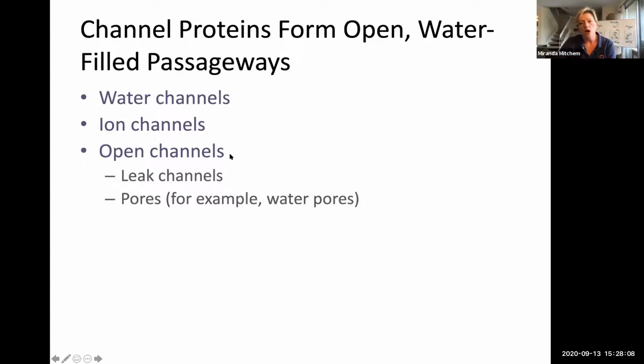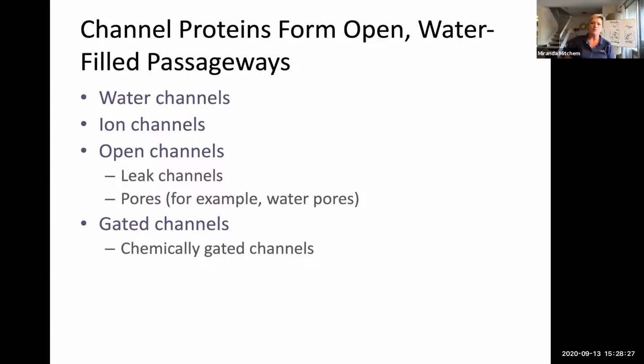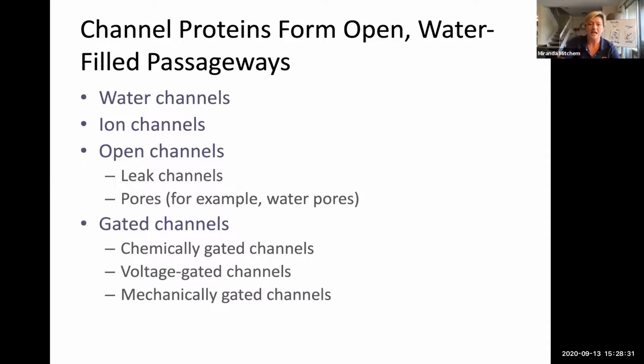So we have what are called open channels, and this would include leak channels and then pores. We'll look at examples. We have gated channels. So open, there's no gate. A gated channel, there's a gate. So you have to get by the gate. So we have chemically gated channels, voltage, and mechanically gated channels. And we'll look at examples of them.